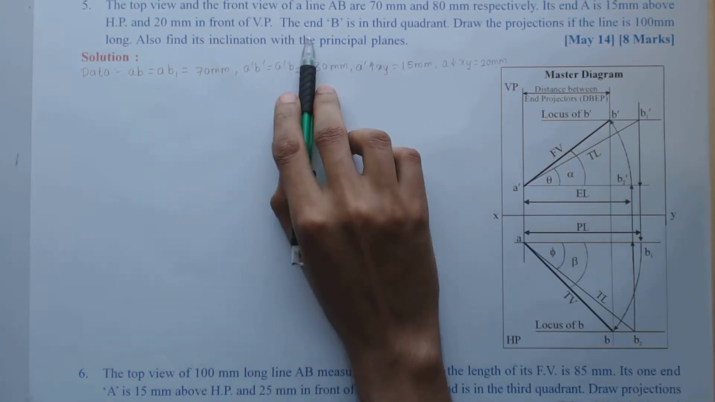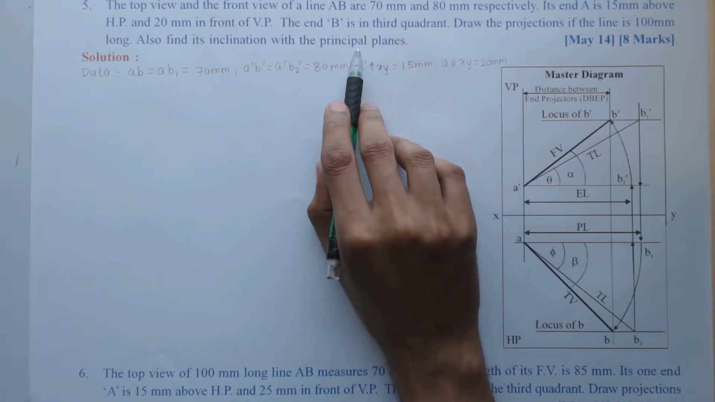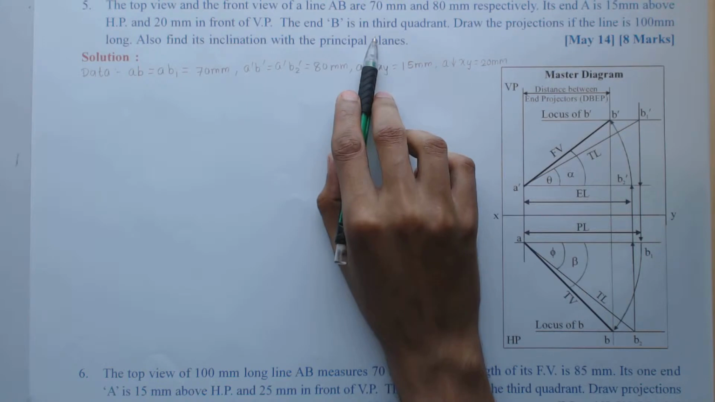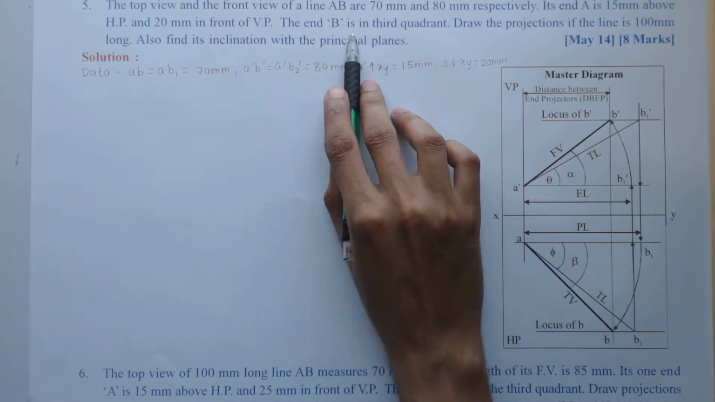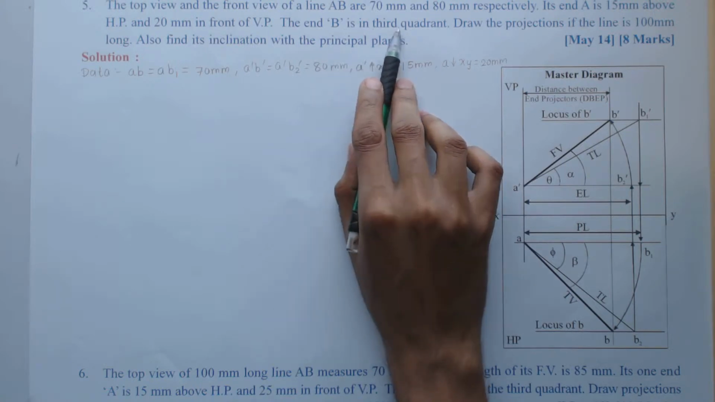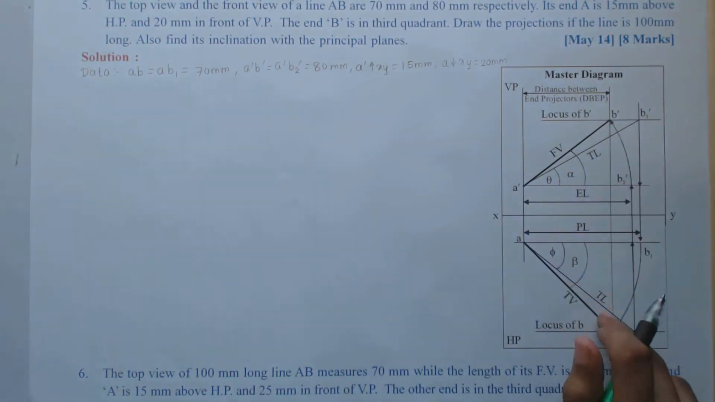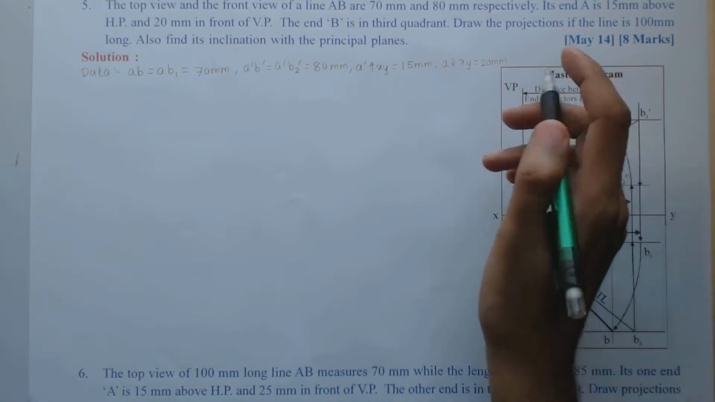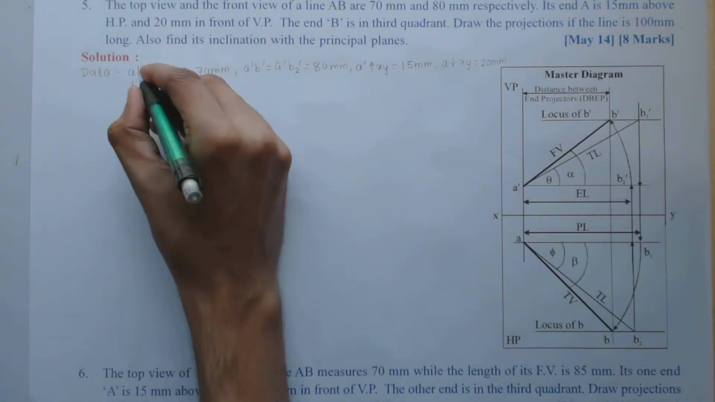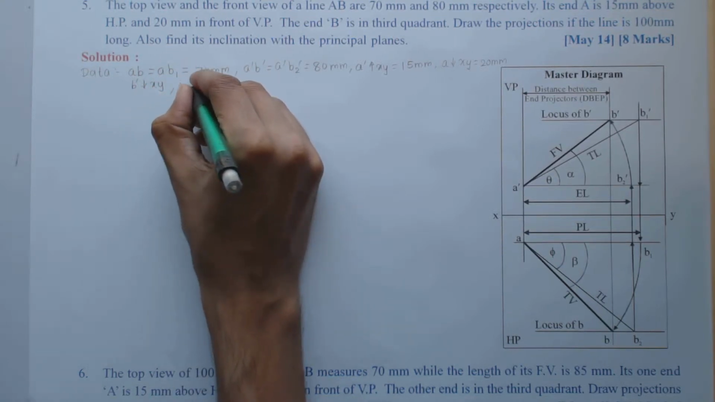Okay. The end B is in the third quadrant. Now compared to the fourth problem, the previous problem, the position of B was not mentioned. So we solved that problem assuming B is in the first quadrant. But here specifically point B is given in the third quadrant. So I can write it will be exactly reverse of this case. So B dash, the front view, will be below XY and B will be above XY. So I can write B dash below XY, I don't know the distance, and B is above XY.